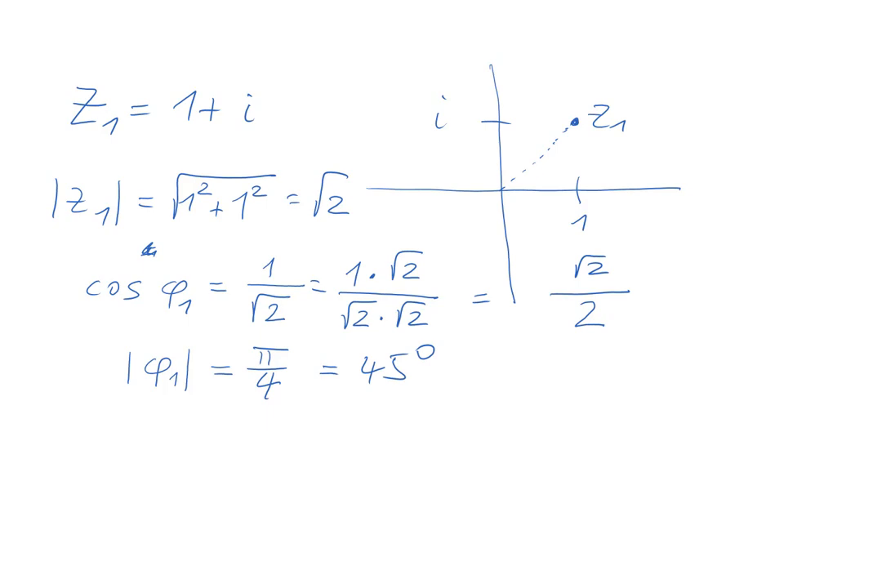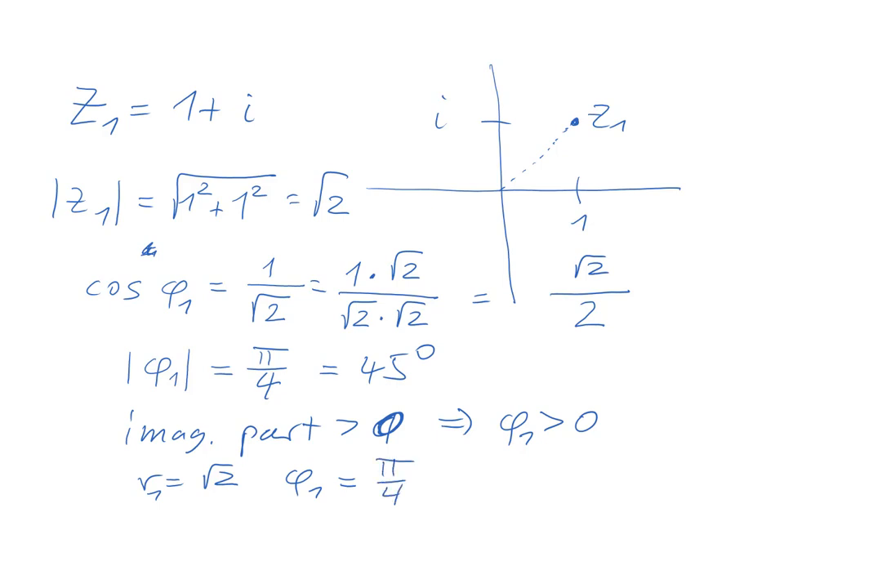So we have the polar representation, and the sign of the angle is positive because the imaginary part is positive. r1 is square root of 2, and phi 1 is pi divided by 4. So z1 is of the form square root of 2 times e to the power of pi divided by 4 times i.